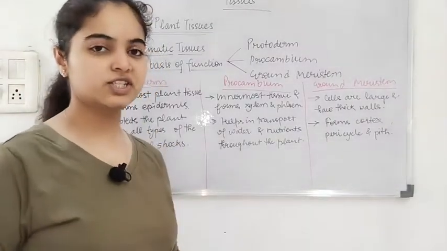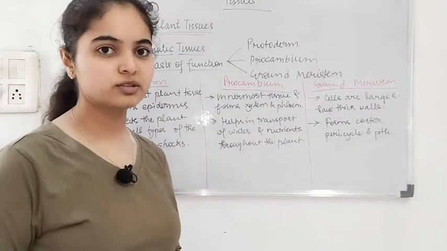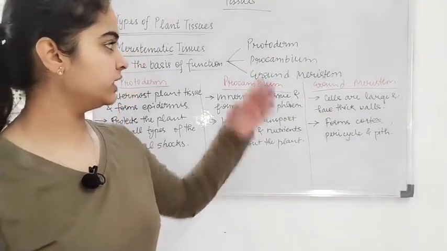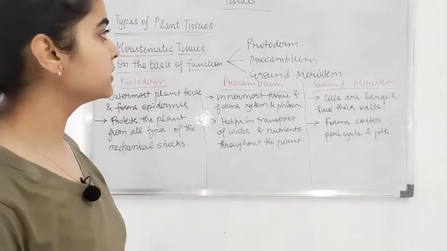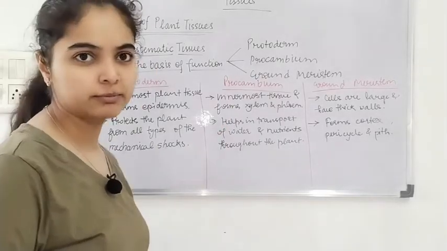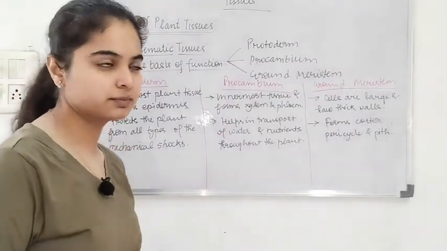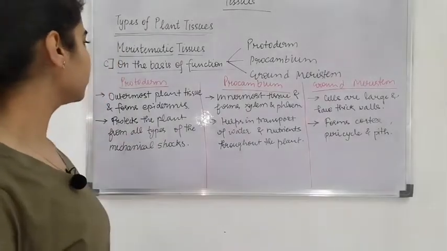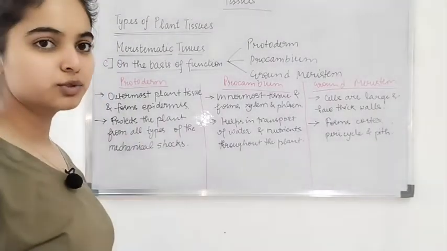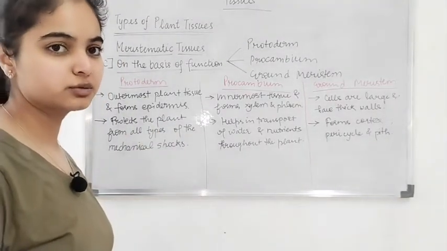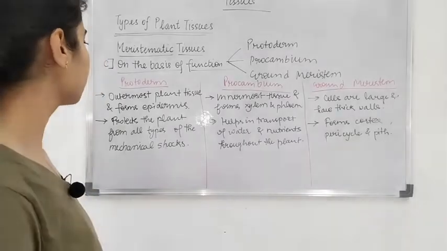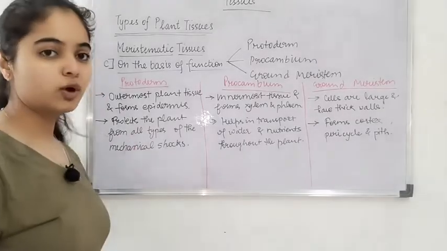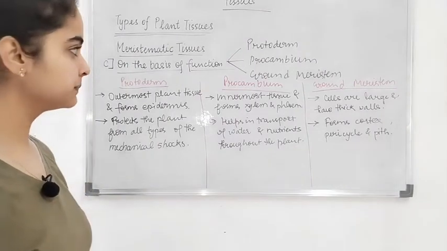Next is the classification of meristematic tissues on the basis of function. It is of three types on the basis of function. The first one is protoderm, second is the procambium, and the third one is the ground meristem. First is the protoderm. This protoderm is the outermost tissue and it gives rise to the epidermal layer. And it protects the plant from all types of mechanical shocks.